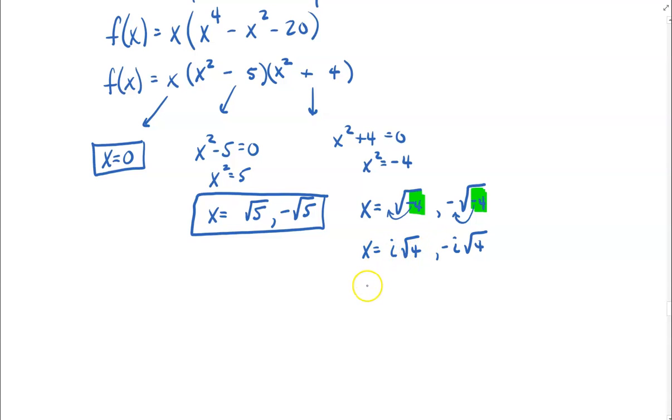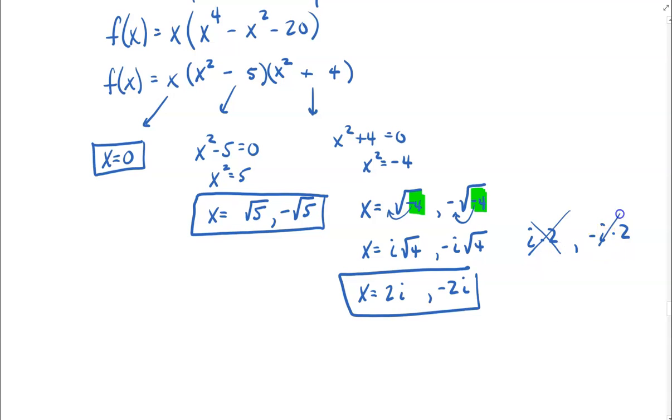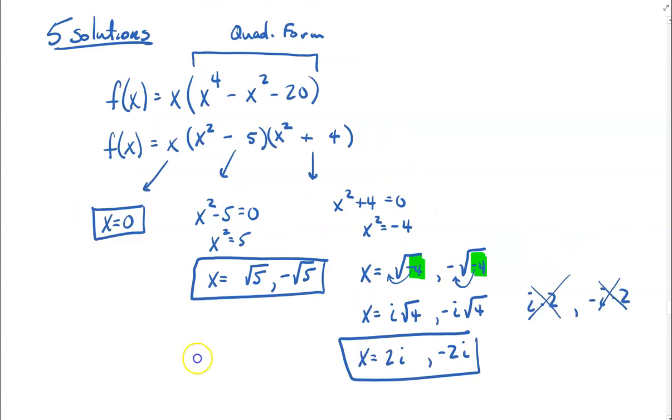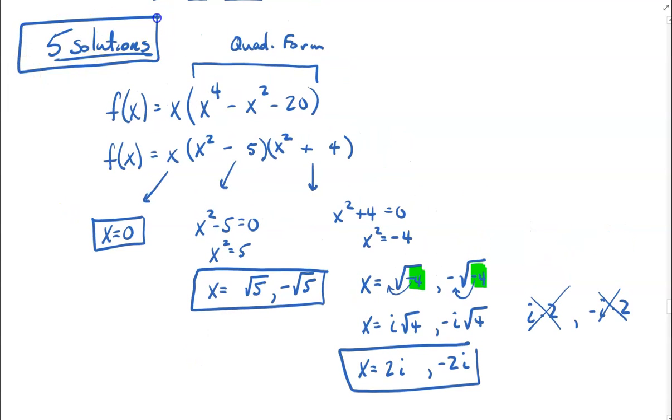The square root of 4 is 2. So I'll call this 2i and negative 2i. We generally write them this way instead of i times 2 or negative i times 2. We tend not to write them in that form, and instead this way. So what I've seen now is that we were meant to find 5 solutions, and we have 1, 2, 3, 4, 5 solutions. And as it turns out, 3 were real numbers and 2 were imaginary or complex numbers.